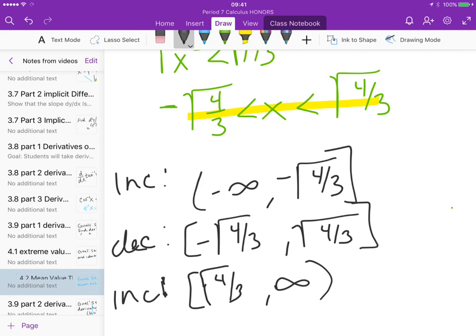So there's kind of a last little look into our mean value theorem in regards to increasing and decreasing functions themselves.